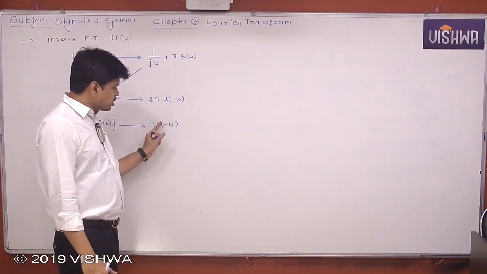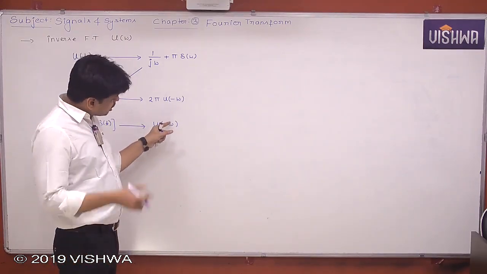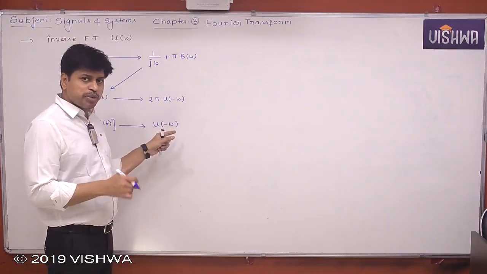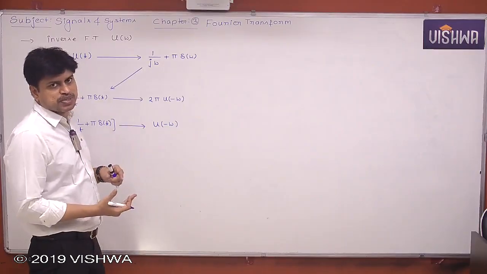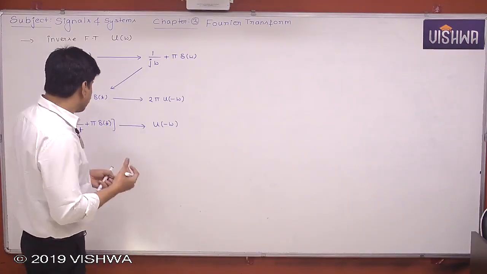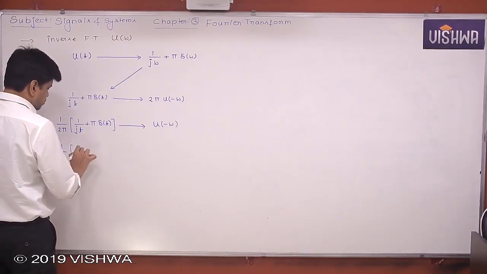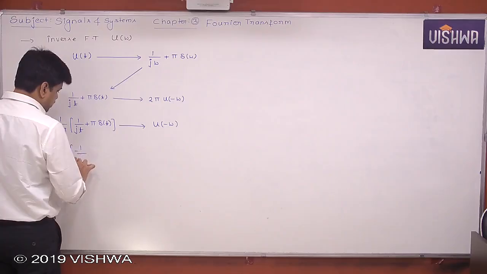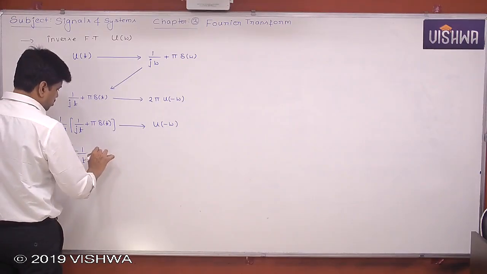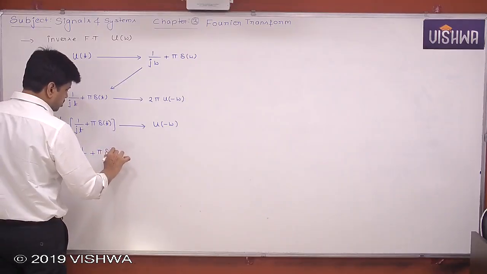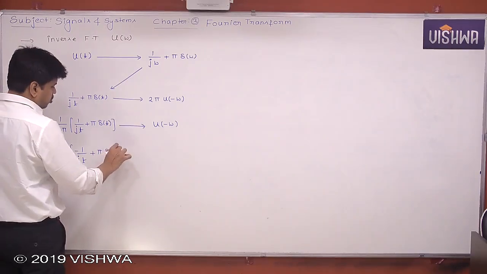That means this minus omega has to be replaced with omega. So that means omega has to be replaced with minus omega. So to replace omega with minus omega in the time domain, we also have to replace t with minus t. That is nothing but the time reversal property. So from the time reversal property, I say 1 by 2 pi, minus 1 by jt plus pi delta t, because impulse is an even function, so if I take minus t or plus t, it won't make any difference.